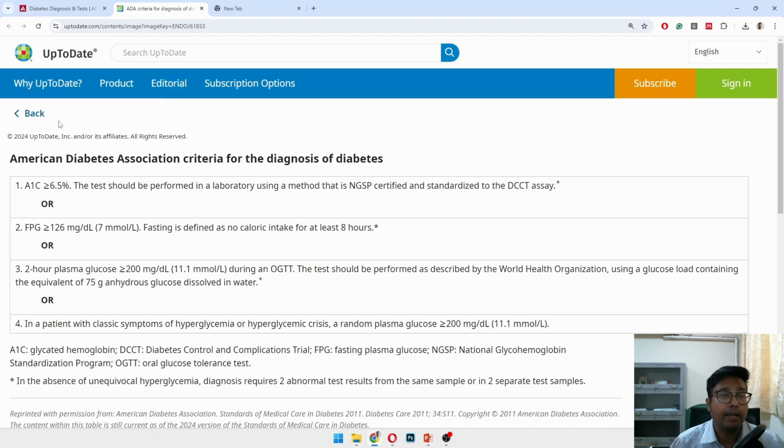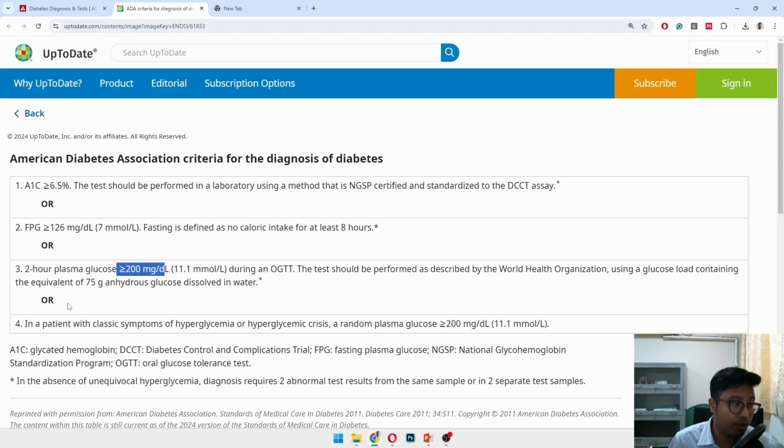And again, ADA has clearly mentioned A1c more than 6.5, or, mind it, fasting plasma glucose or fasting blood glucose more than or equal to 126. You don't need to remember the millimole because that is in the United States, right? We don't use that convention over here. And 2 hour plasma glucose more than 200.